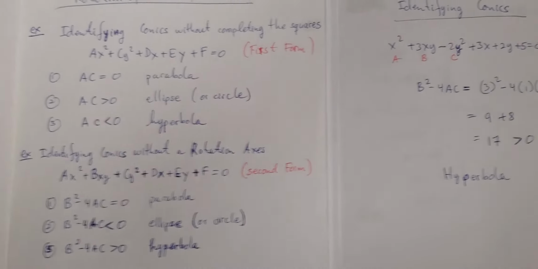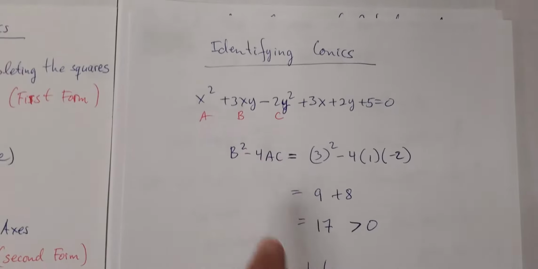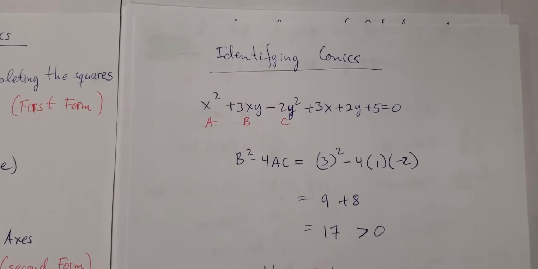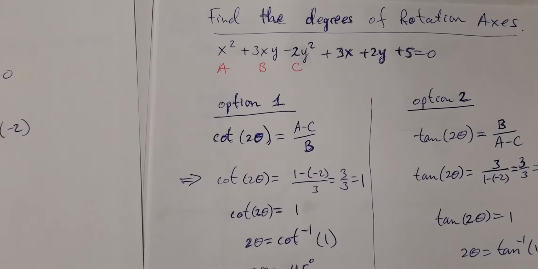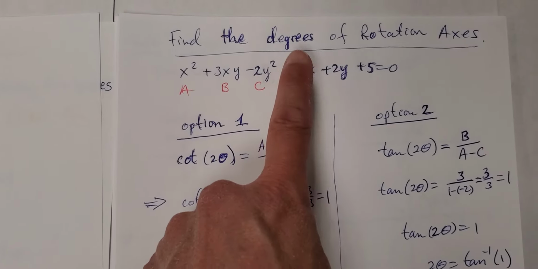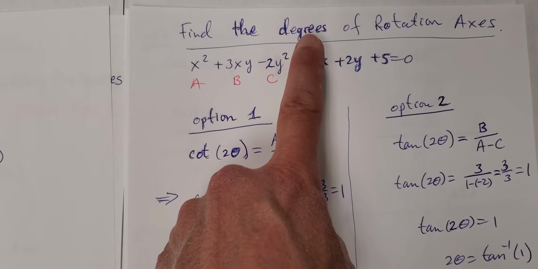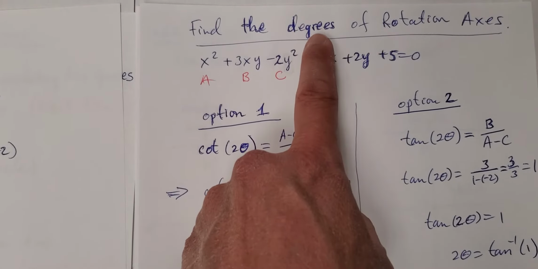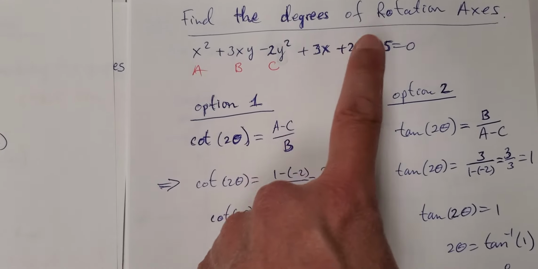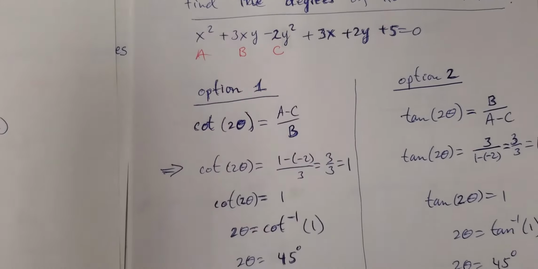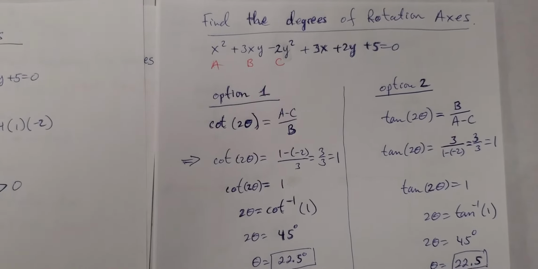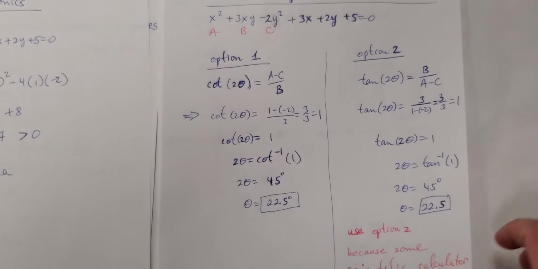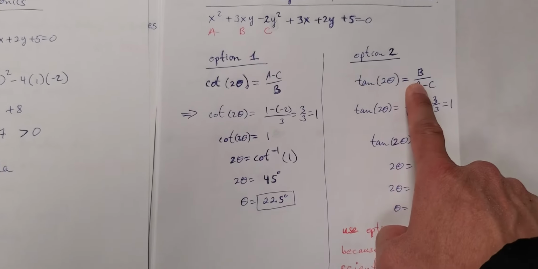Okay, all right, we're using the same example, but this time we need to find the angle. We need to find the degree of rotation. What degree has it been rotated? How much did it rotate? Okay, so same example, but I'm going to give you two options, option 1 and option 2.